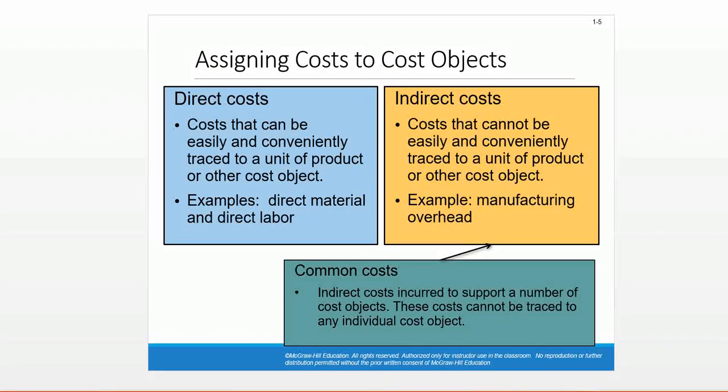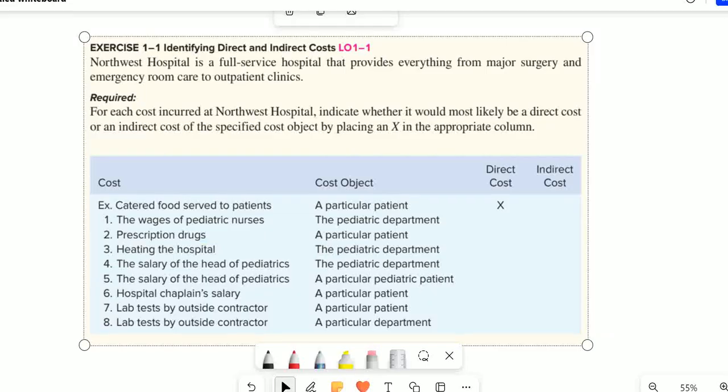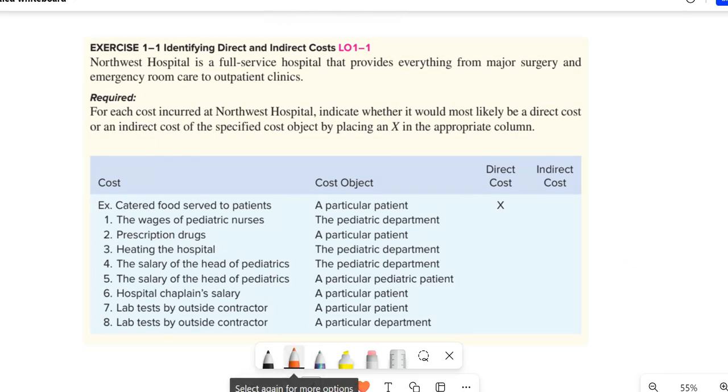Now let's see one example from the exercise. So this is exercise question number 1 from exercise. So in these questions, we have to identify the direct cost and indirect cost. These are the costs given, and then here you can see some of the cost objects.